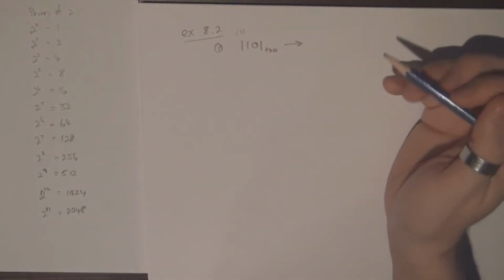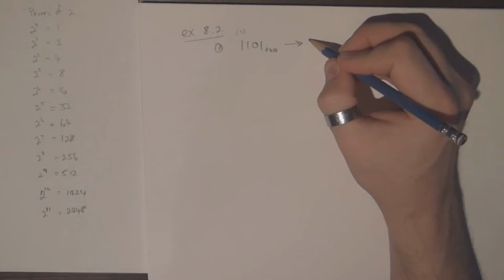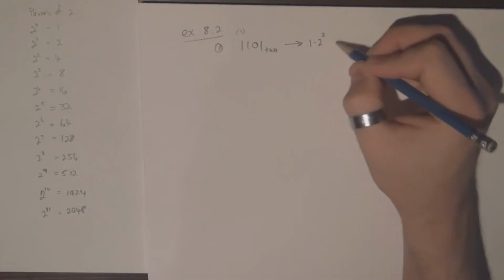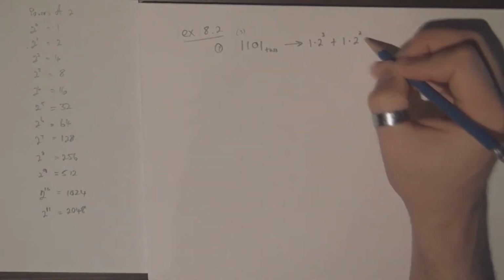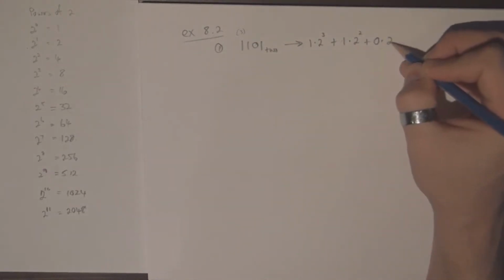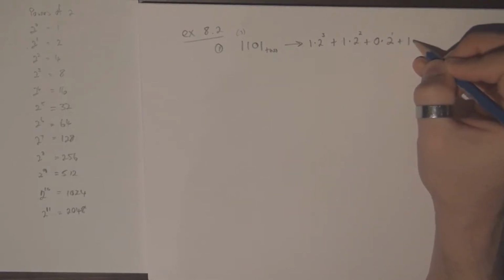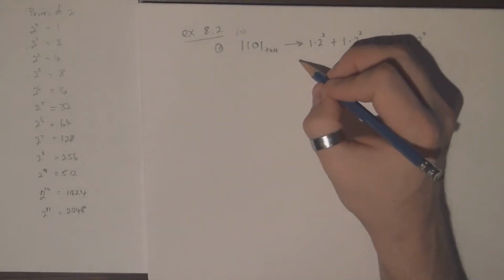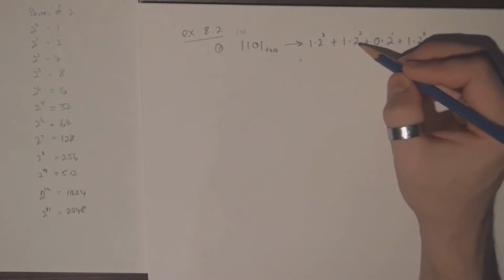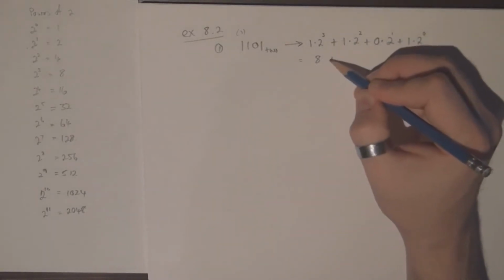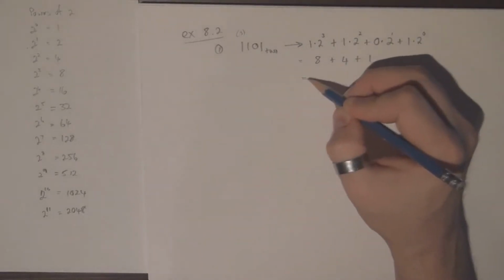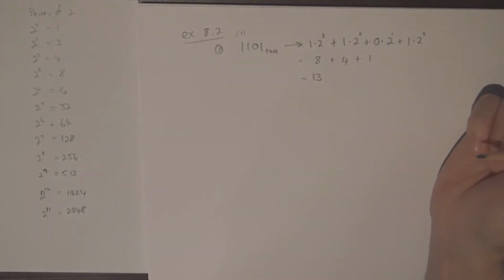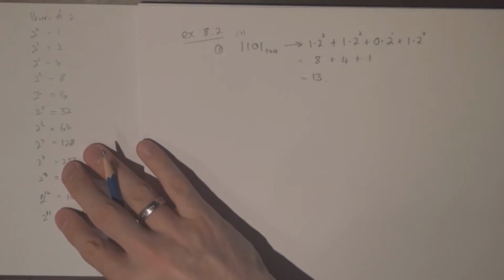So I can maybe have a little note there. My highest power is 3. So it's 1 group of 2 to the 3 plus 1 group of 2 squared, plus 0 groups of 2 to the 1 plus 1 group of 2 to the 0. Now that's 8 plus 4 plus, not that one, plus 1. So that's 13.